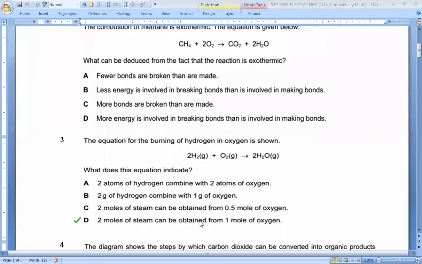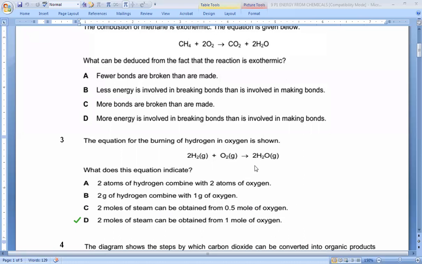2 moles of steam can be obtained from 1 mole of oxygen. Options A, B, C are incorrect. The reason is: 2 atoms of hydrogen combined with 2 atoms of oxygen. Half the statement is correct, 2 atoms of oxygen is there, but there are 4 atoms of hydrogen on the reactant side. So option A is incorrect. 2 gram hydrogen is wrong. 2 plus 2 is 4, so 4 gram hydrogen combines with 1 gram of oxygen, it is also wrong. 4 gram of hydrogen reacts with 32 gram of oxygen, then 36 gram of steam is formed. So option C is also incorrect.